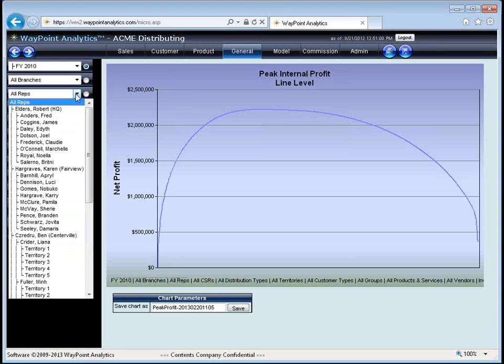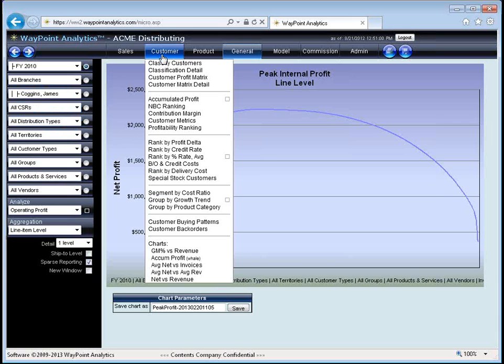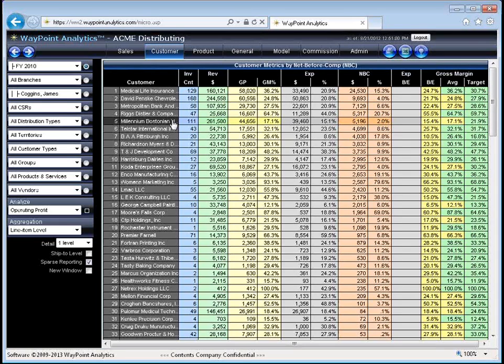So I'm going to pick a particular rep, James Coggins, and look at his business for the year. I'm going to look at his customers, taking a profit report on a customer-by-customer basis for James' territory for the entire year, and see what his customers are doing. We have some interesting metrics here. For every customer, we know the mundane, statistical things that are fairly common: the invoice count, how much revenue was, even how much gross profit, and what the gross margin on the account was.